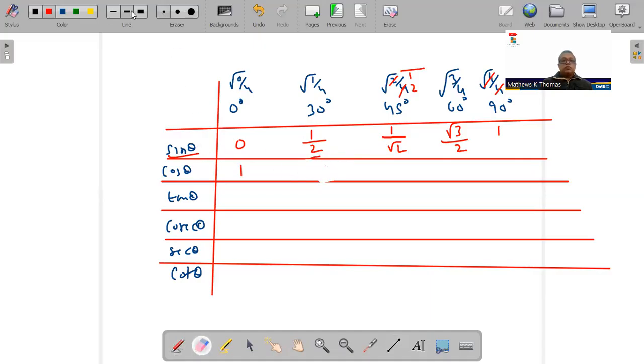Root 3 by 2. Then comes 1 by root 2. So sine 45 and cos 45 is the same. This can come in the exam. Which value of theta, sine and cos are equal? The answer is 45. Then I have 1 by 2 here.